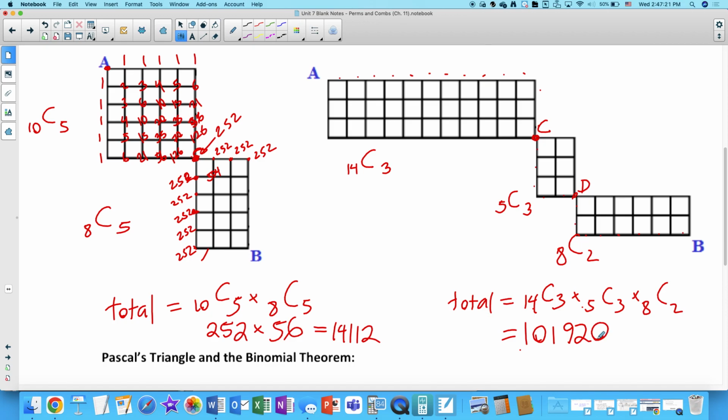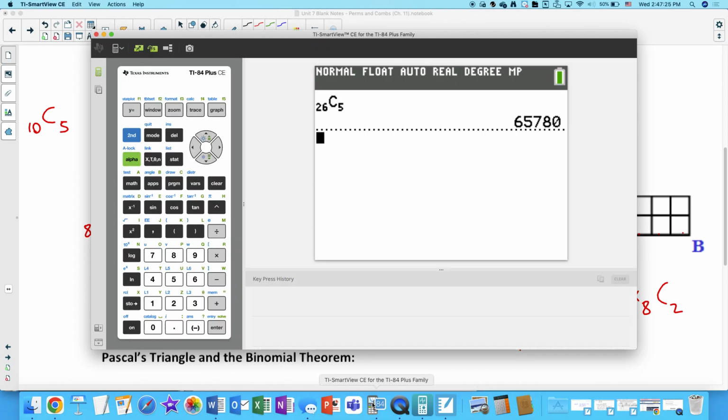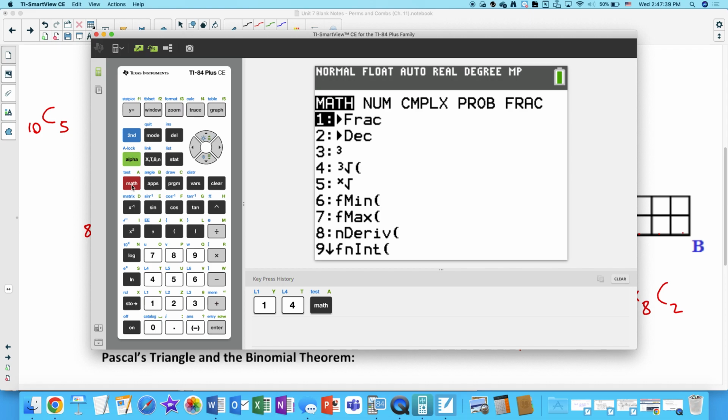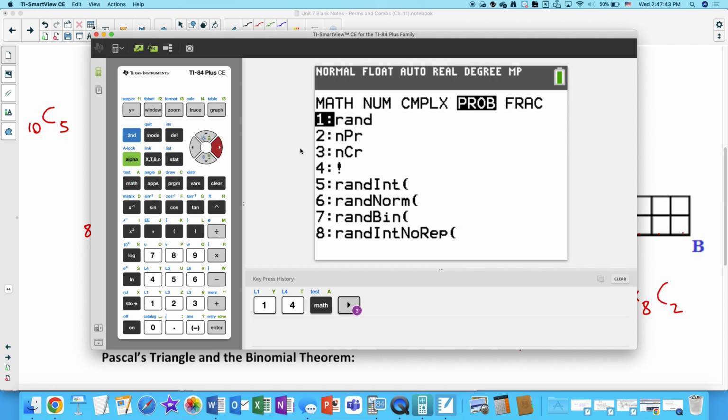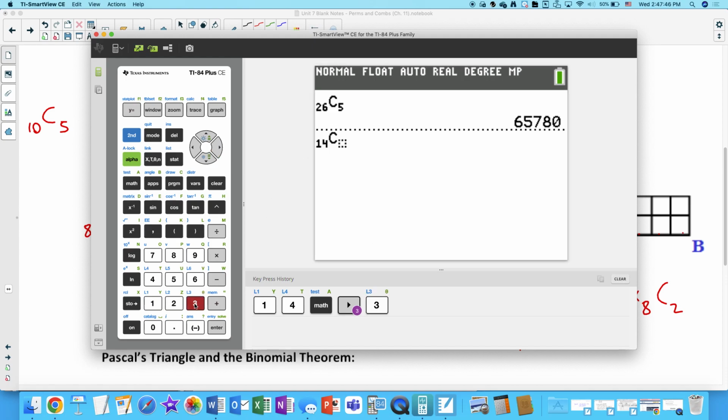Yes? Oh, yeah, sure. The reason why I'm doing it on the Casio is because getting to this button on the TI is a pain in the butt. So let's say I just wanted to do 14, choose 3. I would go 14, and then you have to hit the math button and go over to the right to probability. And then it's number 3, choose 3.